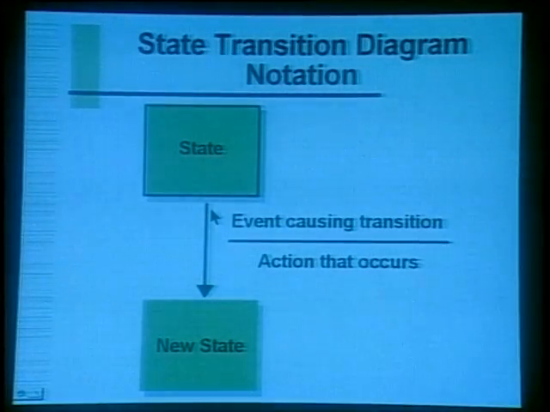An arrow shows the change of the state or a transition. So the system goes from this state to the new state. Now, the event causing the transition is written on the top of a horizontal line, and the action which is taken by the software is written under that line. So these are very simple notations which are used in making the state transition diagram.